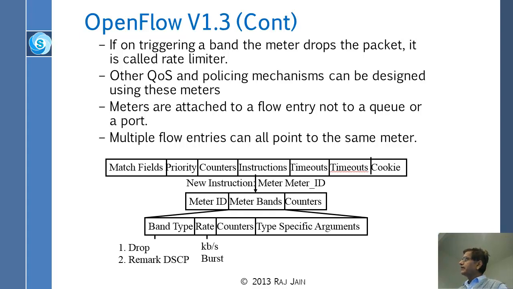And the meter band would be band type, the rate, counter, and a specific action. So there are many different kinds of bands, and right now two types of bands are defined. One is drop band and one is remark band. If you cross the first band type, you are dropped. If you cross the second band type, then we remark the packet. What is DSCP? DSCP is DiffServ.